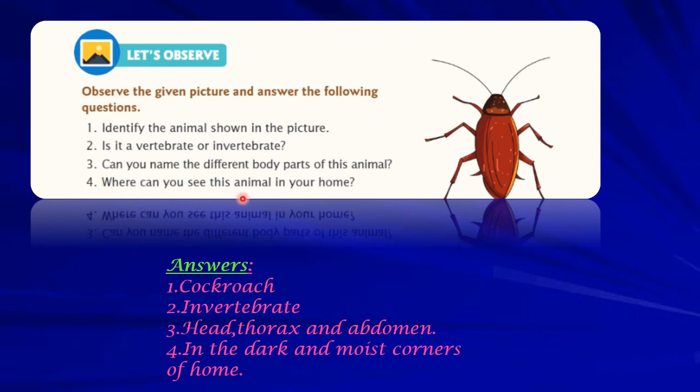Where can you see this animal in your home? You can be very specific if you are seeing this particular insect in any particular place. Else, in general, you can just give the answer: in the dark and moist corners of the home, mostly in washrooms. Yes, we will be able to see this cockroach in the dark, because the cockroach is nocturnal in habit and very active during night time. So, moist corners of the home. Did you understand?